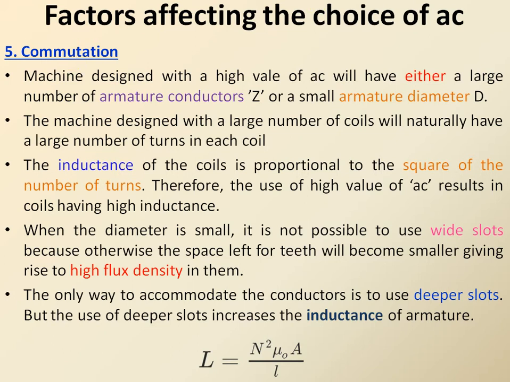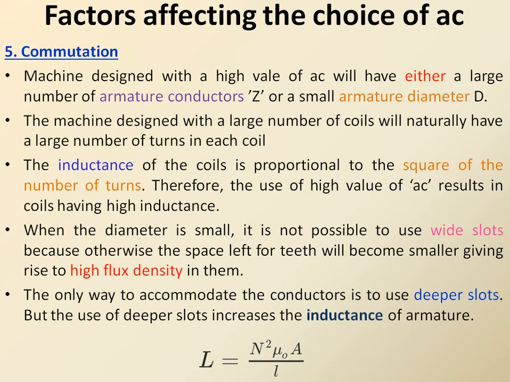Commutation is actually when a conductor which is under the influence of north pole is moving towards the south pole, then definitely the direction of current in the conductor has to be reversed. This is said to be the commutation. If you are choosing a very large value of AC, there are two ways you can choose a large value for AC. In one way, you can increase the value of Z at the numerator, and the other way you can decrease the value of D at the denominator.